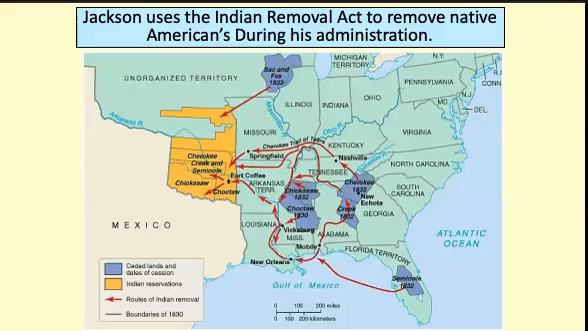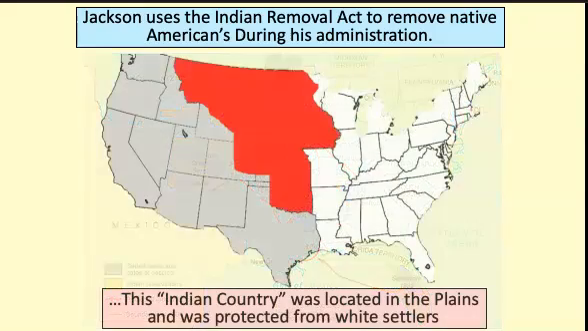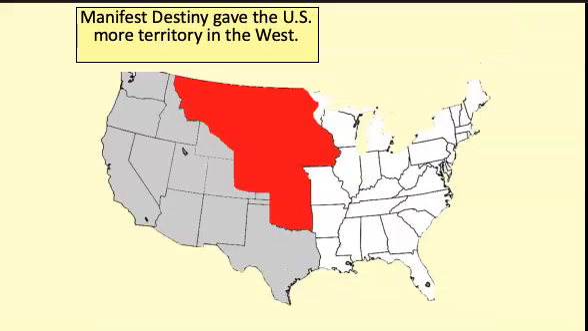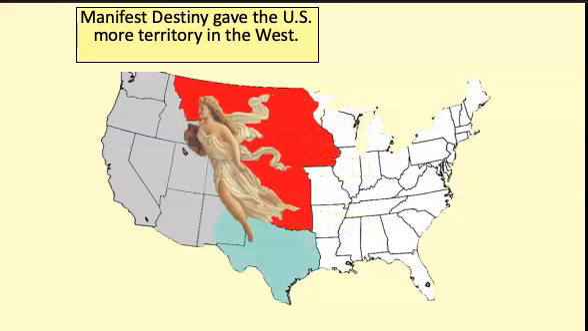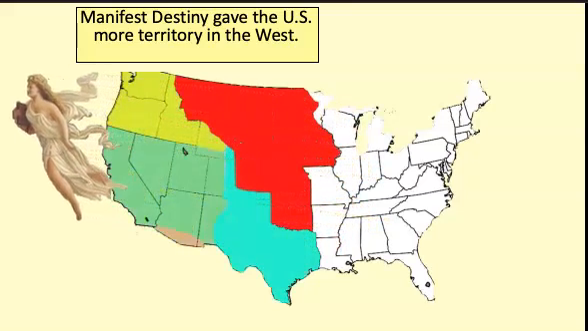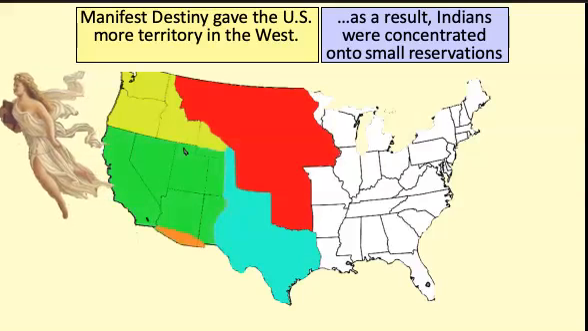Now, as we've already learned, Jackson used the Indian Removal Act to remove Native Americans during his administration from east of the Mississippi River. And he's going to create what's called Indian country, as you see in this red area on the map. And it was located on the plains and was protected by several treaties from white settlers. Now, Manifest Destiny is going to give the U.S. more territory in the West. And as a result, Indians are going to be concentrated onto smaller and smaller tracts of land.